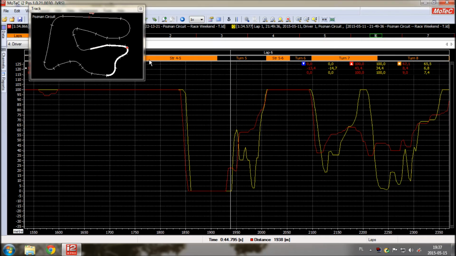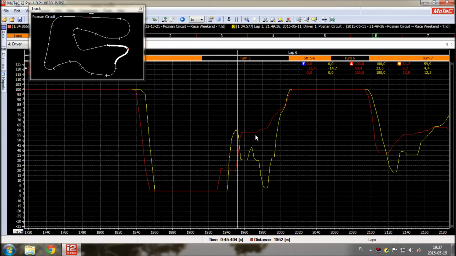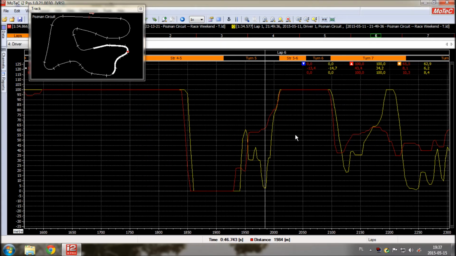Okay, and now we are approaching a very interesting section on the track. It's like a right hairpin and quick left and right, a very difficult technical section. And again, compare the graphics. You can see that the red one is much better. Here we have a very small dip, very small lift, but comparing to the yellow graphic, it's much better.